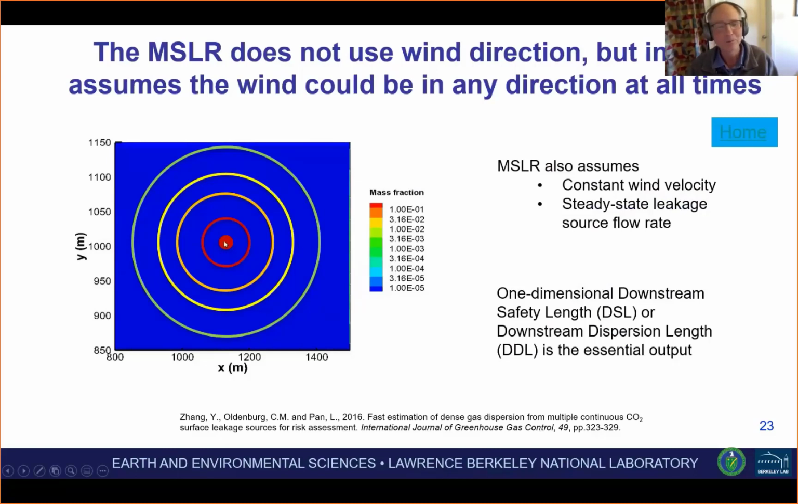And it's not that there's wind in all directions at the same time, but in any direction at any time there's a wind. And so we just are looking typically for a downwind dispersion length or a downwind safety length. How far do I have to be away from this, regardless of wind direction, to be at a concentration that I'm comfortable with? That's what the MSLR is finding. Okay, so that's the atmospheric dispersion MSLR piece.